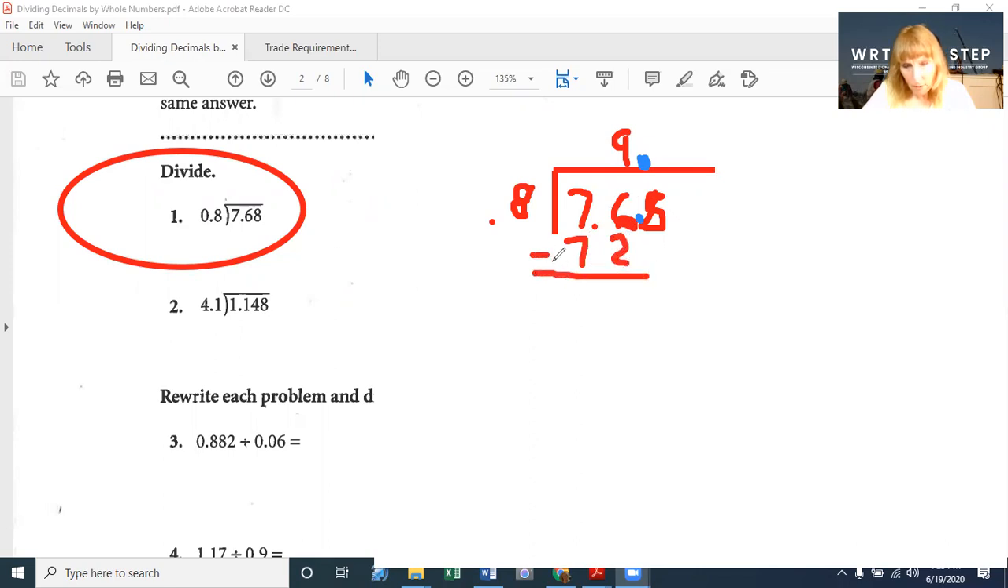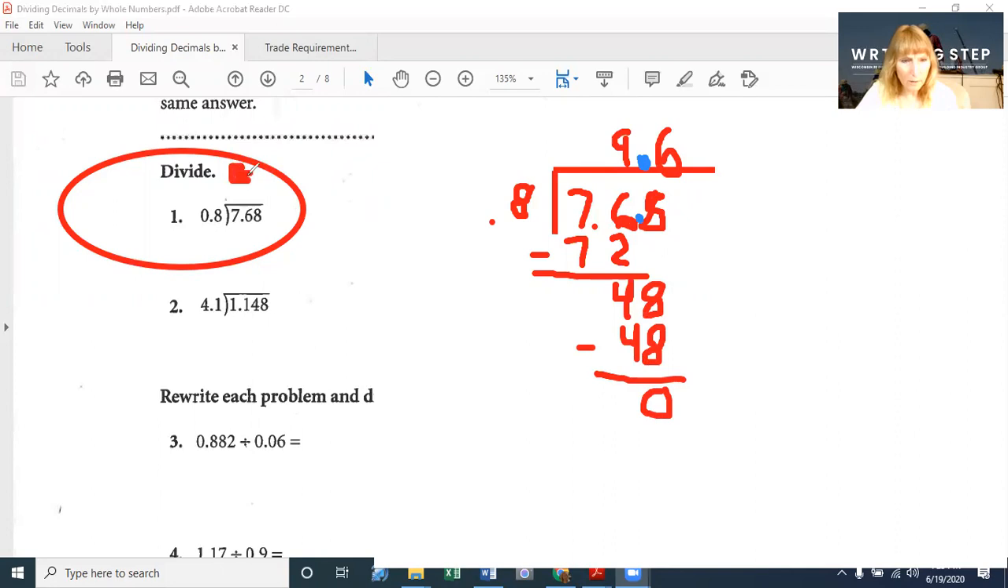76 minus 72 is a 4. We're going to bring down the 8. 8 goes into 48 6 times. 6 times 8 is 48. 48 minus 48 is 0. So the answer to that problem is 9.6.